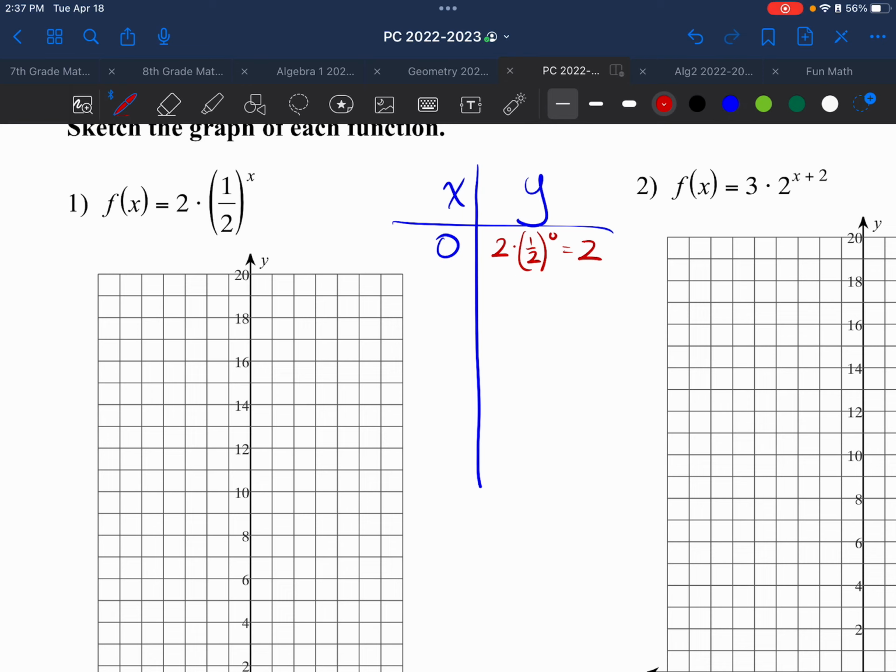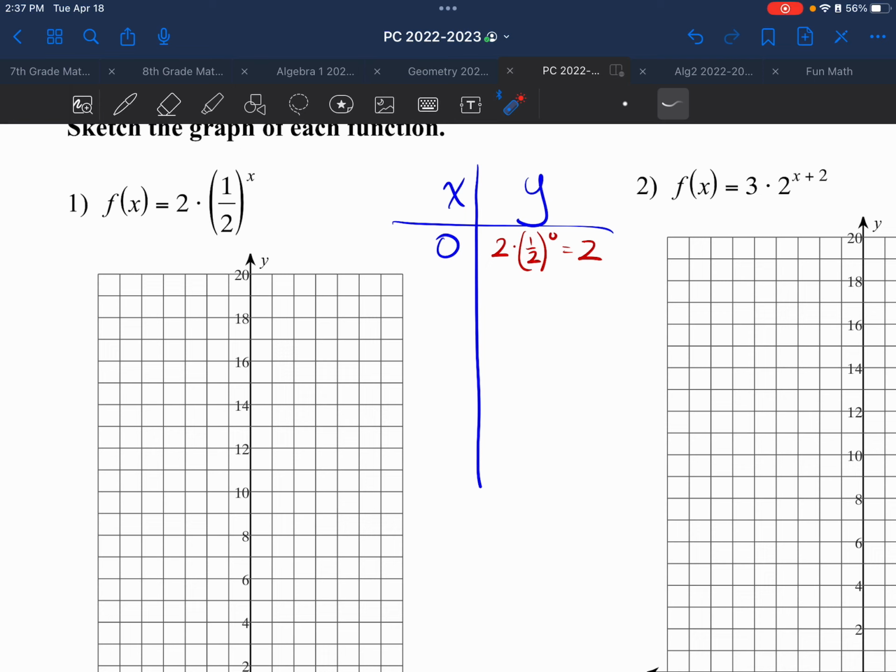What's another value to plug in? Some people might think, oh, -1, but some people might think 1. If I put in a 1 right here, this will be a power of 1, and 1/2 to the power of 1 is 1/2. 2 times 1/2 is an okay value, but eventually I don't like fractions. I want to try to get rid of that fraction.